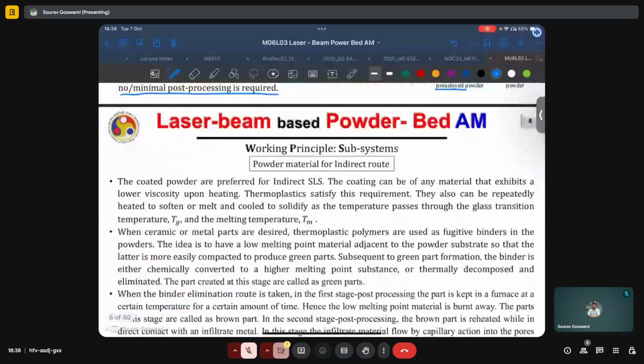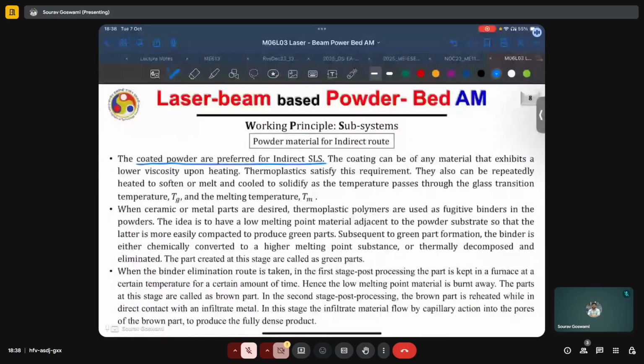Next, to discuss the working principle for the indirect route of sintering, where the coated powders are preferred. The coating can be of any material that exhibits lower viscosity upon heating. Thermoplastics are known to typically satisfy this requirement, and further, they can also be repeatedly heated to soften or melt, and they can be cooled to solidify as the temperature passes through the glass transition temperature and the melting temperature Tm. When ceramic or metal parts are desired, thermoplastic polymers are used as fugitive binders in the powders.